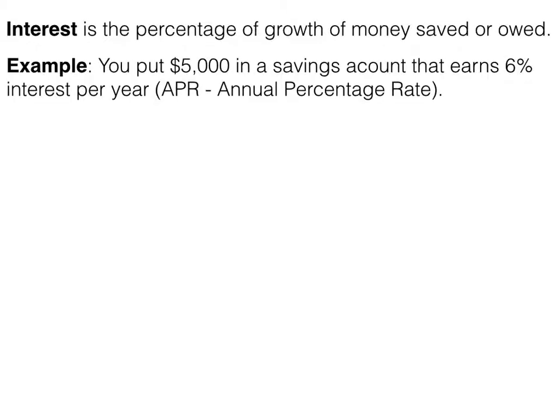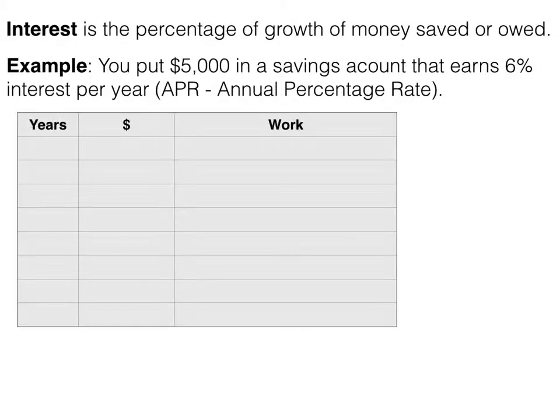We're going to look at a savings account this time. So let's say you put $5,000 in a savings account that earns 6% interest per year. We call that APR, the annual percentage rate. So we know we need to start with a table. After 0 years have gone by, we still have our original amount, $5,000. After 1 year has gone by, how do we figure that out?